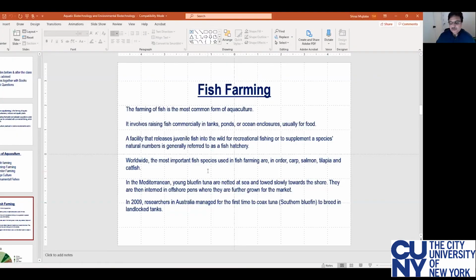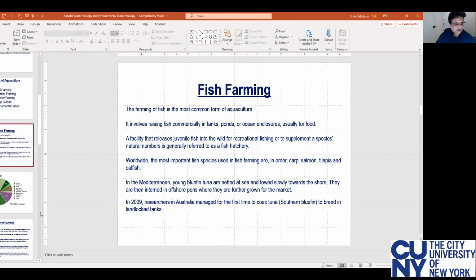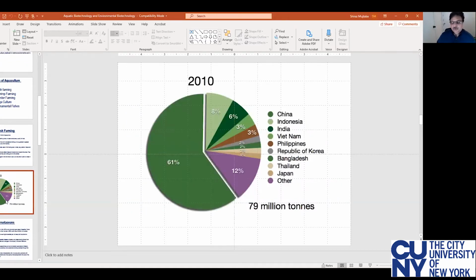So important fishes could include carp, salmon, tilapia, catfish, and many other fish. And tuna is, I'm sure, a very staple food for sandwiches, lunch, breakfast, anything. So fish farming is good for ornamental purposes and also for eating.